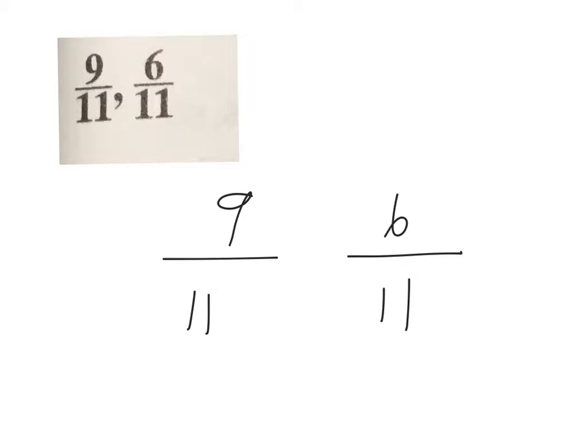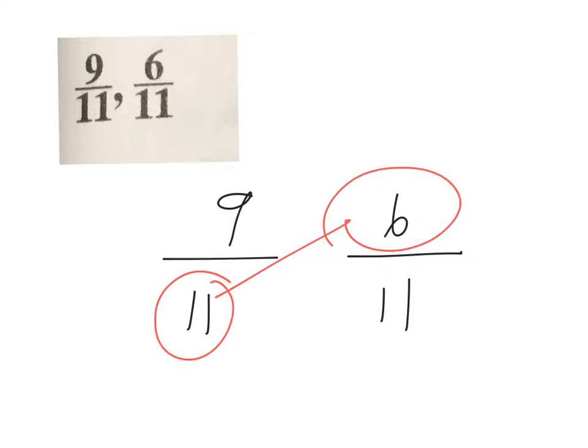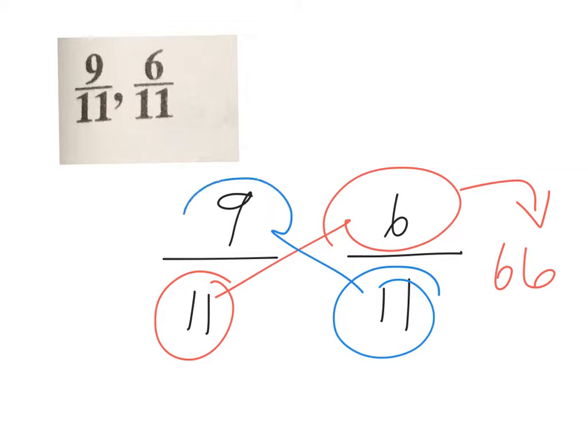These two, obviously you know that 9/11 is bigger than 6/11, but I wanted to show you using the means extremes theorem how that works. So 9/11 and 6/11, and remember we start in the lower left, multiply up diagonal, write the answer over here. So that's 66. Then we start in the lower right, multiply up diagonal, write the answer over here, which is 99. Now because 99 is bigger than 66, that makes 9/11 bigger than 6/11. So it's proof to you it actually does work.